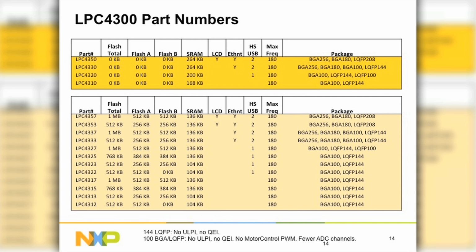The 4330 takes off the LCD. So if you don't need an LCD controller, the 4330 has your Ethernet, has 2 USBs, 2 CAN, and all the other peripherals, I2C, I2S, etc. The 4320 has only 1 USB, and it's the USB with a high-speed PHY. So if you said, look, I just want 1 USB, I don't want to pay for the Ethernet and the LCD, the 4320 is the way to go. And if you say, look, I like all the other features, but I don't need Ethernet, maybe I just want to use the CAN, then the 4310 has no USB, Ethernet, or LCD. It's the lowest cost part, but it still has all the other features that we've talked about.